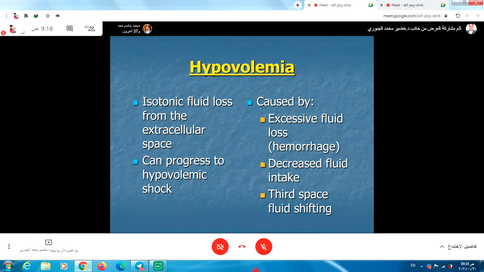Caused by excessive fluid loss, for example hemorrhage, bleeding, or increased fluid intake, someone taking a lot of fluid, or third space fluid shifting. In some cases of acute pancreatitis or other major intra-abdominal insults, such as suction or others, the patient loses fluid to what's called the third space, a compartment that cannot be utilized further. This is called the third space.